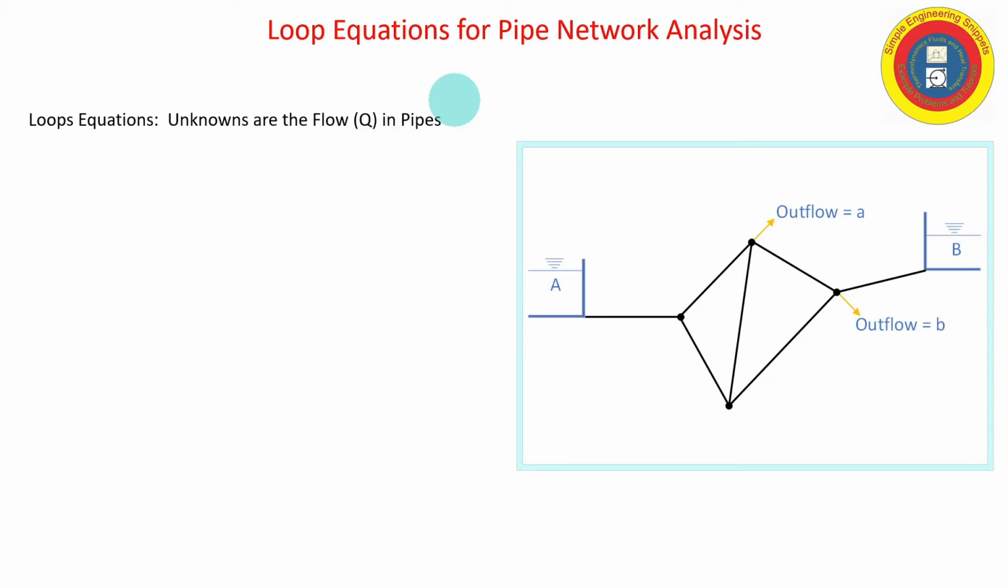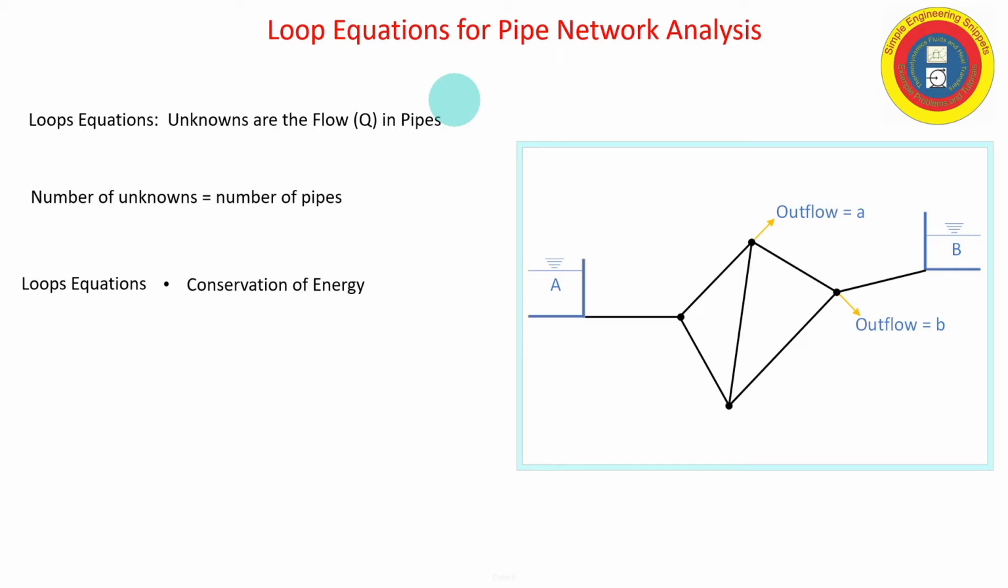Okay, so what are the loop equations? Well, there are a couple of different ways to set up equations to solve network flows and heads. These are the loop equations where the unknowns are the flows in the pipes. And so the number of unknowns is equal to the number of identified pipes. If we have 7 pipes, as we do in this example, I'm going to need 7 equations.